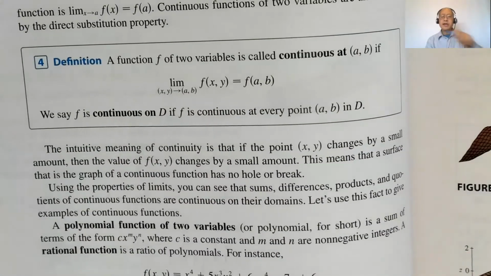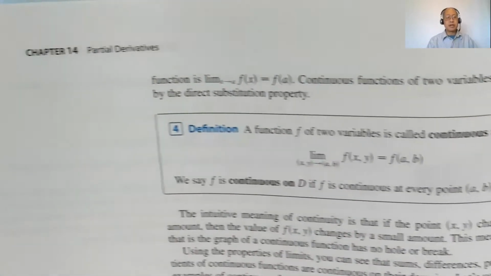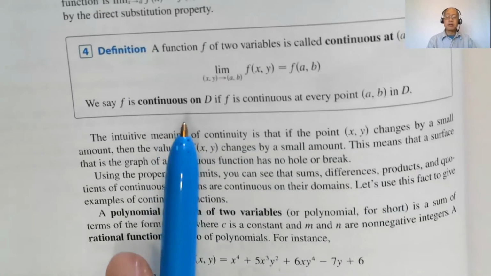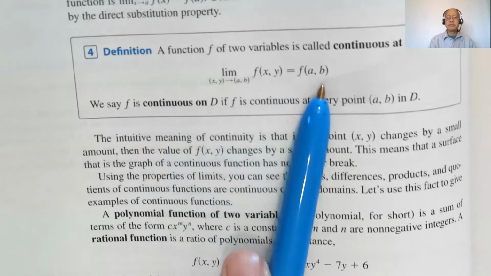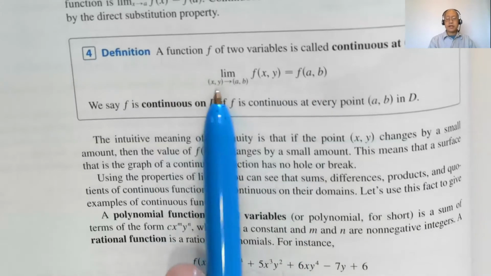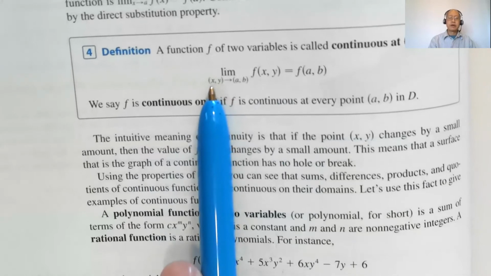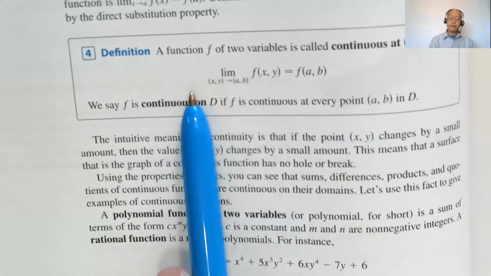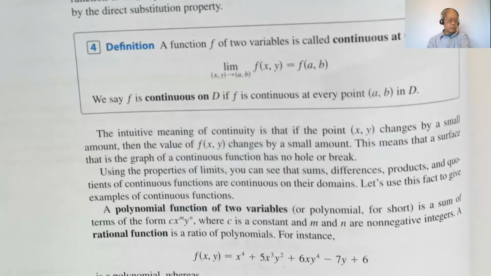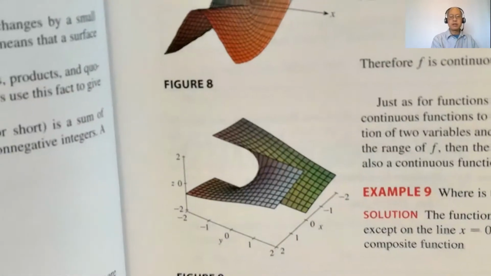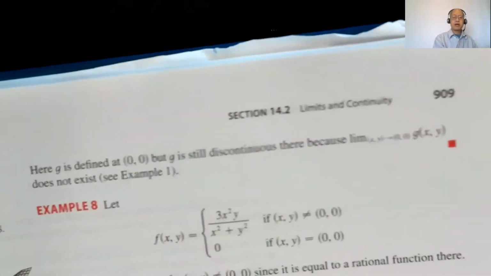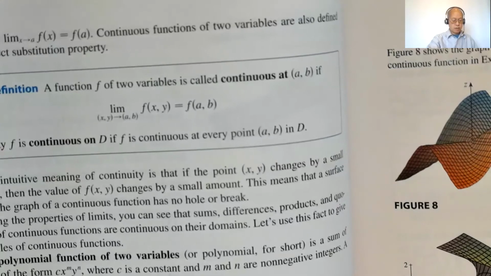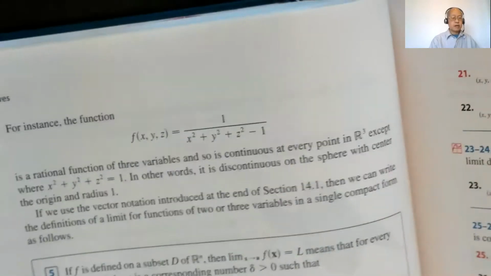For continuity, I'm not going to emphasize the definition that much on page 908. It's very similar to what we had in Calc 1: limit as (x, y) approaches (a, b) of f(x, y) equals f(a, b). That's exactly the way it was in Calc 1, only you have an ordered pair going to a particular point, or you can have an ordered triple going to a particular point. And once again, when you have a discontinuity, sometimes the graph gets really, really strange. You can see we have some interesting graphs here, figure 8 and figure 9 on page 909. Otherwise, we're ready to start some of the problems.